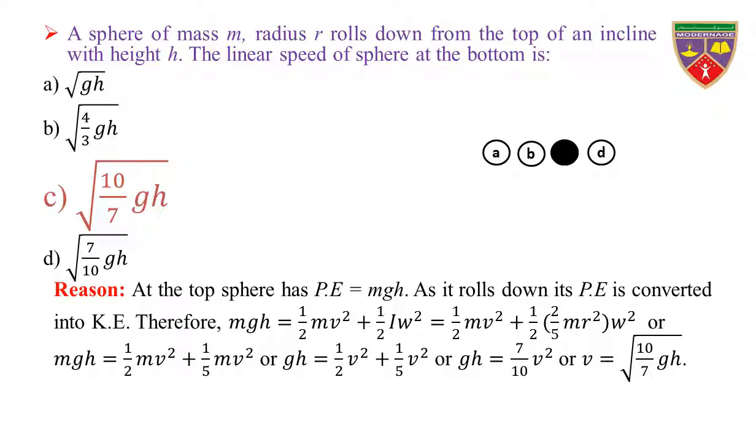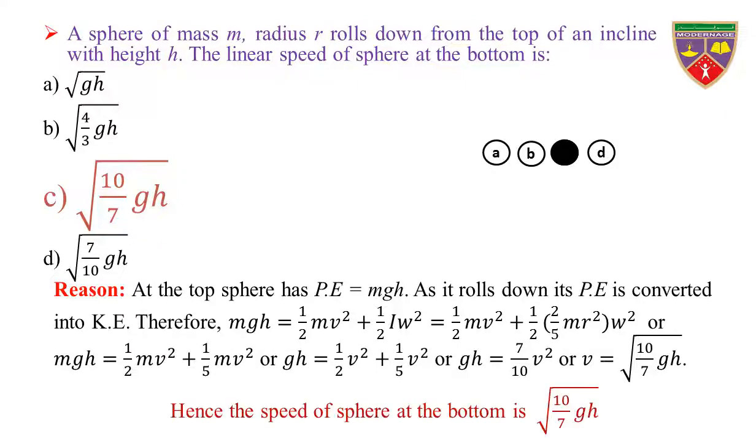mgh is equal to 1 by 2 mv square plus 1 by 2 into 1 by 5 mv square. m is cancelled throughout the equation. Therefore, gh is equal to 1 by 2 v square plus 1 by 5 v square. gh is equal to 7 by 10 v square. v is equal to square root of 10 by 7 gh. Hence, the speed of the sphere at the bottom is square root of 10 by 7 gh.